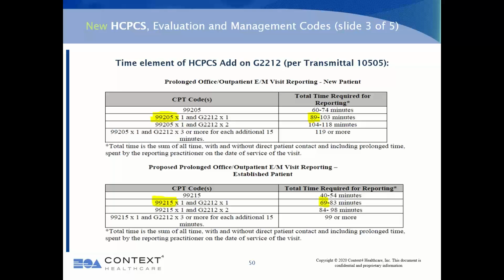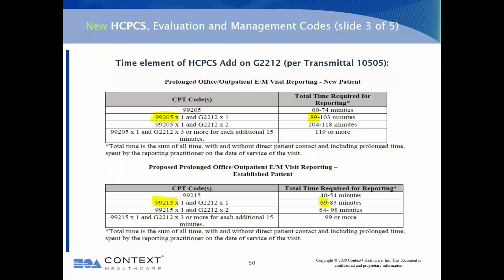This slide shows we can only apply this HCPCS code G2212 after 15 minutes of prolonged time occurs beyond the time limit of the level 5 office outpatient EM parent code. So the first unit of G2212 can only be applied with a new Medicare patient at minute 89. And that first unit of G2212 can only be applied with an established Medicare patient at minute 69, as you see highlighted here.